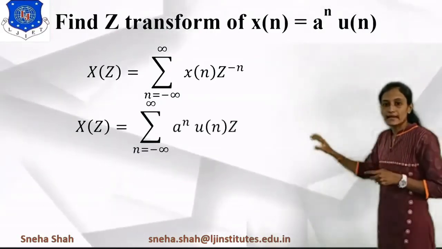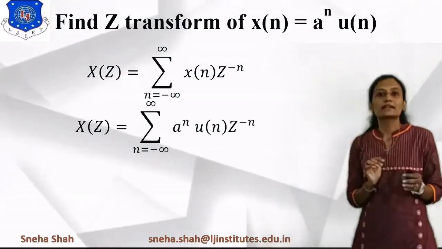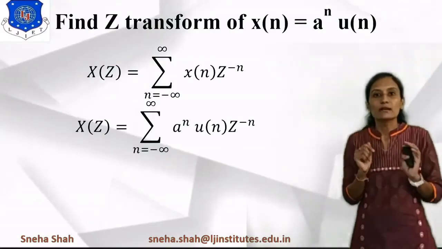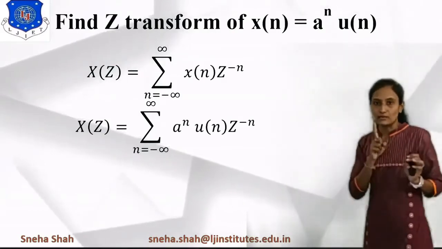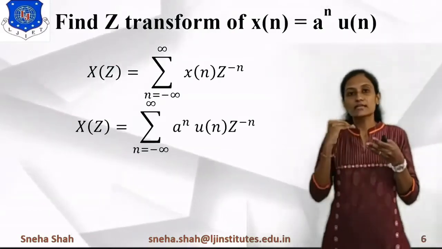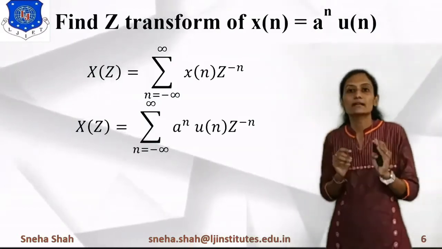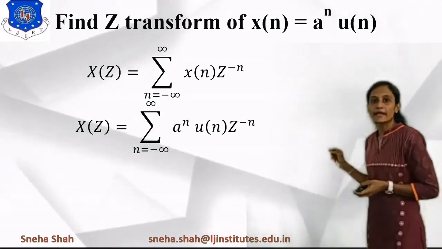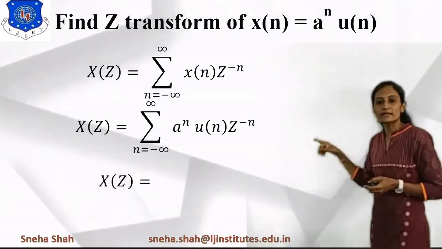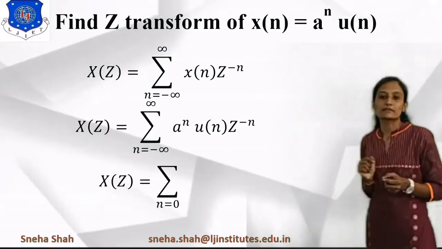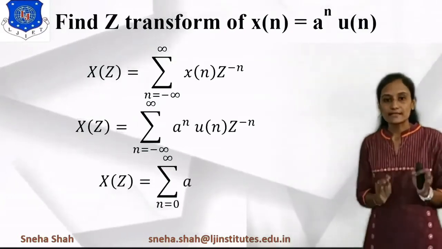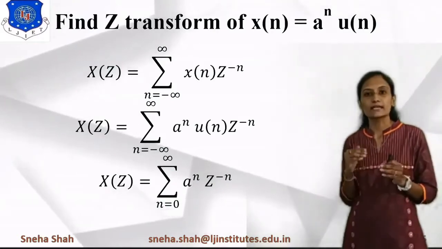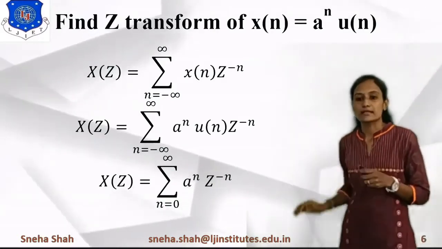Now you can see that the value of u of n ranges from 0 to infinity, and its value equals 1. So instead of u of n I am taking 1, for the range n equals 0 to infinity. Otherwise its value equals 0. So this range will convert to n equals 0 to infinity, and for that the value of u of n equals 1. So the term will be like this: x of z equals summation n equals 0 to infinity a raised to n z raised to minus n.